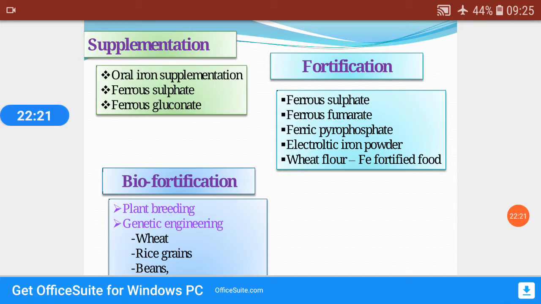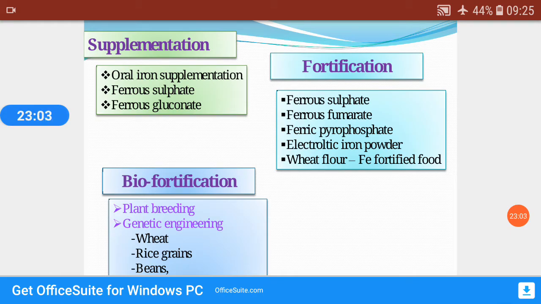And if a person is suffering from iron deficiency, he can be supplemented with different types of oral supplementation directly, in the form of ferrous sulfate or ferrous gluconate. And one more thing, that is fortification, which is a process usually made with much lower doses than the supplementations. As part of that, they supplement the food with iron fortified food materials, or directly in the form of ferrous sulfate, ferrous fumarate, ferric pyrophosphate, or electrolytic iron powder.